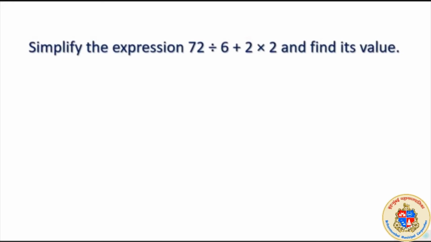Here is an expression to simplify. The expression is 72 divided by 6 plus 2 into 2. In that case, we have two ways of solving this, but one answer only. This is the question. I can do 72 divided by 6 first and get 12. Then do 2 into 2, 4, and get the answer as 16.